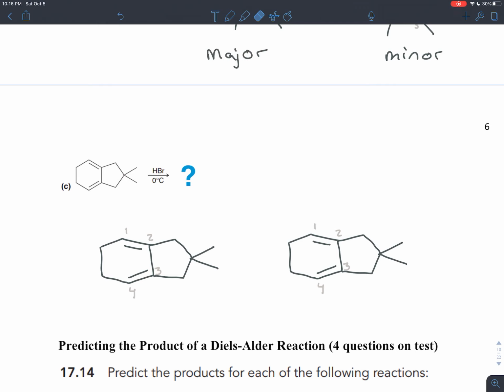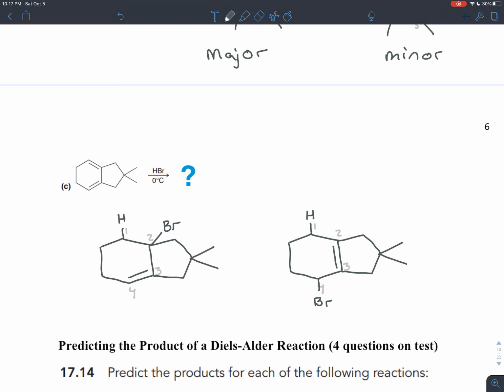H will always go at carbon number 1. So we get rid of that pi bond, H goes there, and in the 1,2 product, the bromine will go on carbon number 2, and you're done. For the 1,4 product, H always goes at carbon number 1. To make room, we'll get rid of that pi bond. And then for the 1,4 product, the bromine will go on carbon number 4. Don't forget to add in the pi bond between carbons 2 and 3. So those are your 2 products there.